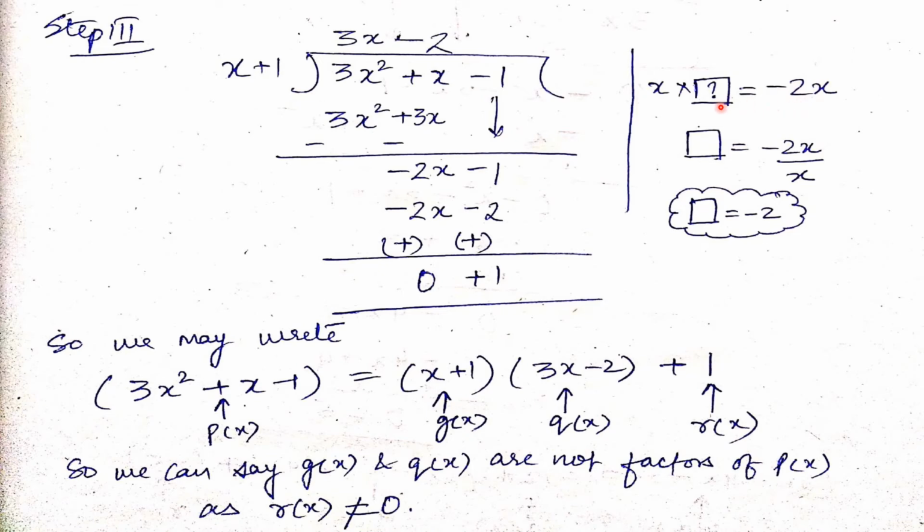What is the value of the box? This will come in the denominator, x and x cancel, it is minus 2. That's why we can say if I do x into minus 2, I will get minus 2x. That is why I have written the next term of the quotient as minus 2. So I got minus 2x. Now we have multiplied x and minus 2. Now we have to multiply 1 and minus 2 also. So 1 into minus 2 is minus 2.